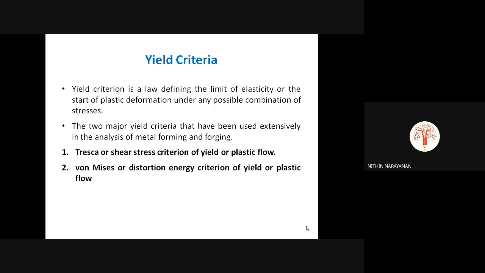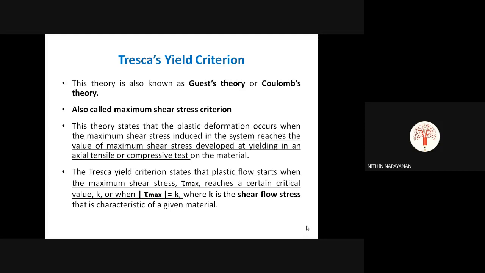Okay. So coming to the first one, Tresca yield criteria, or it is also called maximum shear stress criteria. So this Tresca yield criteria is also known by two other names, Guest theory or Coulomb's theory.